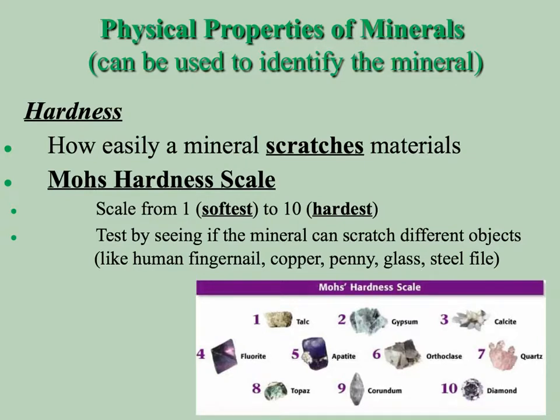So let's take a look at this now. Hardness. So we had mentioned earlier with streak that the mineral has to be softer than the streak plate. So what does that mean? Well, this has to do with hardness. So hardness is how easily a mineral scratches materials.